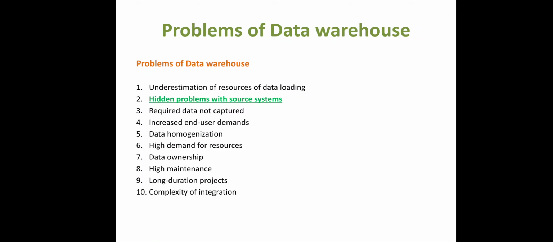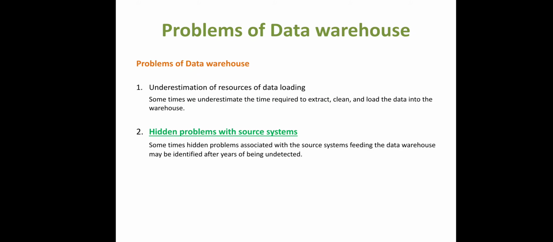Then the next problem is hidden problems with the source system. What kind of hidden problems affect the data warehouse due to the source system? Sometimes hidden problems are associated with the source system, meaning from where we are taking the data. Problems in the source system feeding the data warehouse may be identified only after a year of being undetected. It may happen that we have stored the data in the data warehouse, and after years we come to know that there are some problems in the data. These are called hidden problems.